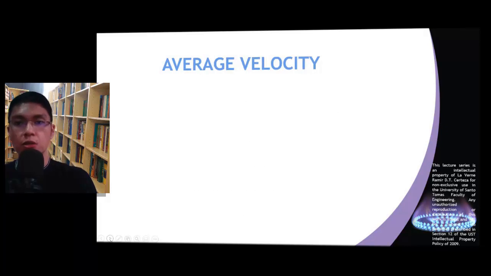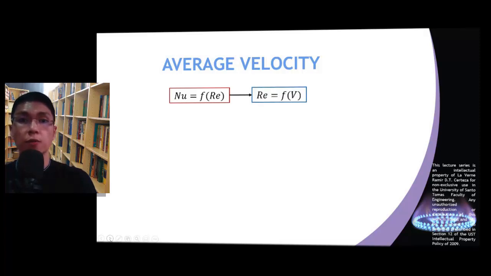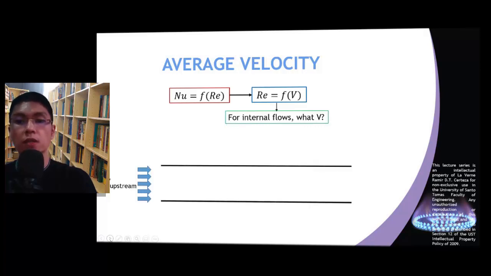Let's start our discussion with determining the average flow velocity in internal flows. We have already discussed that the Nusselt number is largely dependent on the flow regime. Therefore, it is a function of the Reynolds number. But we all know that the Reynolds number is a function of the flow velocity. Therefore, in the evaluation of the Nusselt number for internal flows, we must ask what should be the value of the flow velocity that we must use in computing for the Reynolds number.